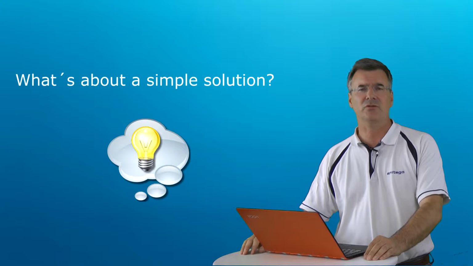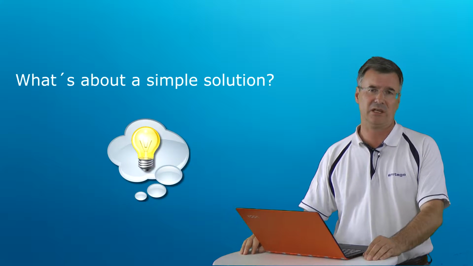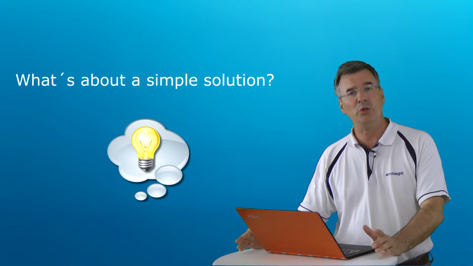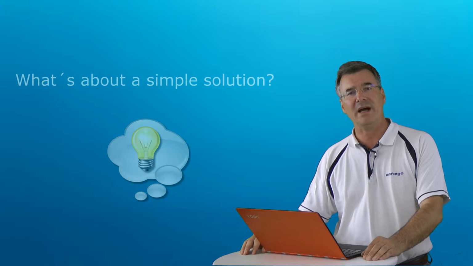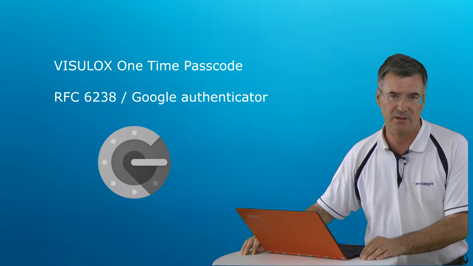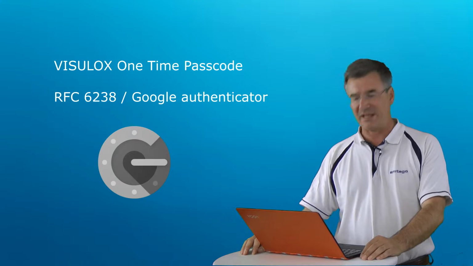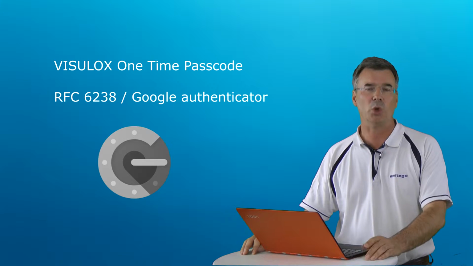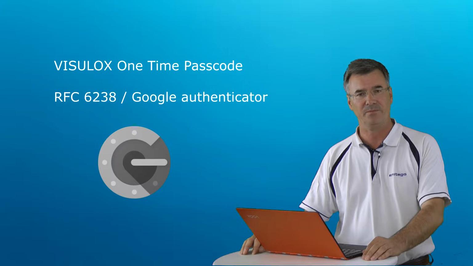Visulox has provided two-factor authentication for a long time already, based on text messages, on email, or even verbal. With our new implementation, we provide OTP, one-time passcode. One-time passcode based on RFC 6238, today called the Google Authenticator.